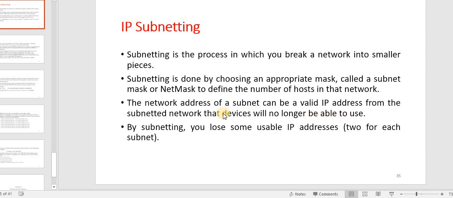That means the network address of each subnet is a valid IP address, but before the network was divided or subnetted, this IP address was an IP address for hosts in that network. But when we introduce subnetworks, the first IP address is assigned as the network address of a subnet. Alright, so we are losing IP addresses. We lose 2 IP addresses for each subnet because the first IP address in the IP address range for each subnet will be the network address. The last IP address in that subnet will be the broadcast address of that subnet. So we are losing 2 IP addresses when we create each subnet.